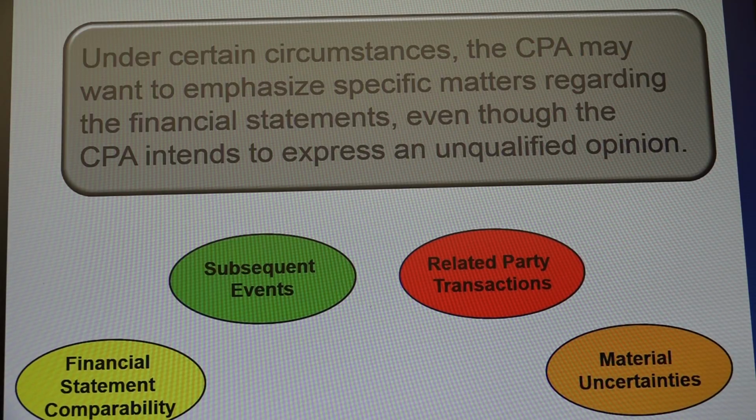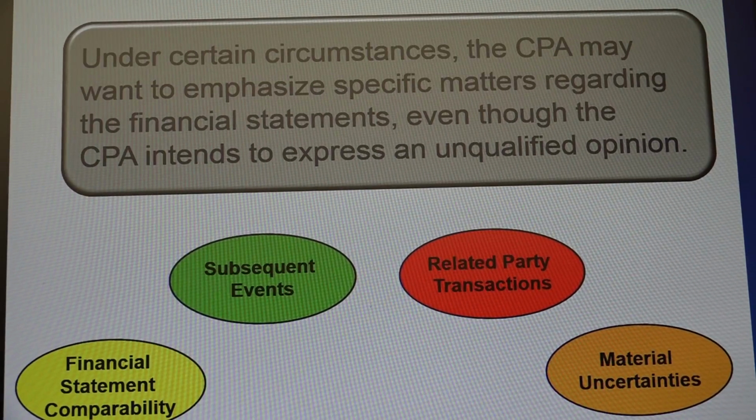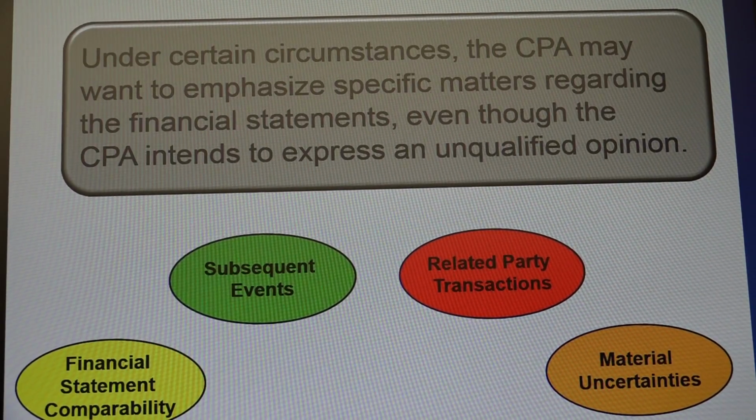Related party transactions, if they're fairly substantial, it might bear some noting in a separate paragraph. Material uncertainties. There might be something in the footnotes talking about these uncertainties that the CPA believes needs to come out in the opinion report.